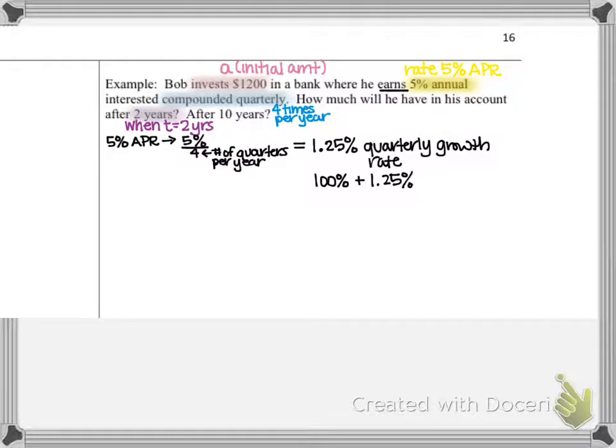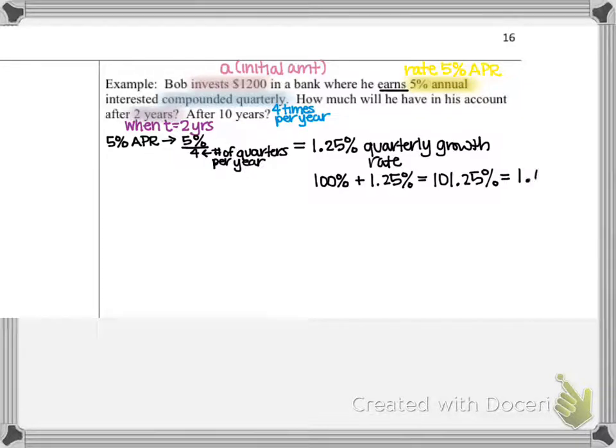So we're going to go ahead and add those together. So that's going to give me 101.25%. Now, one more change I need to make. I need to be able to plug this into an equation. Well, I don't get to plug percents in. I have to turn it back into a decimal. So I'm going to grab the decimal point and slide it 2 spots to the left.